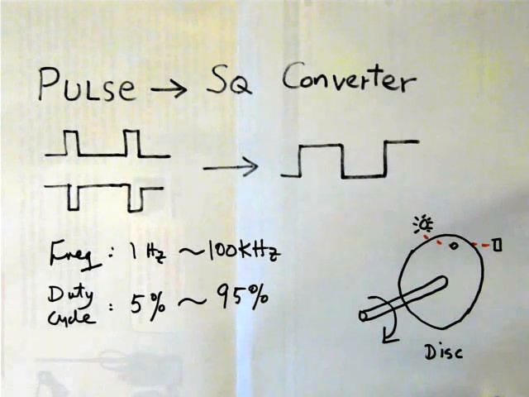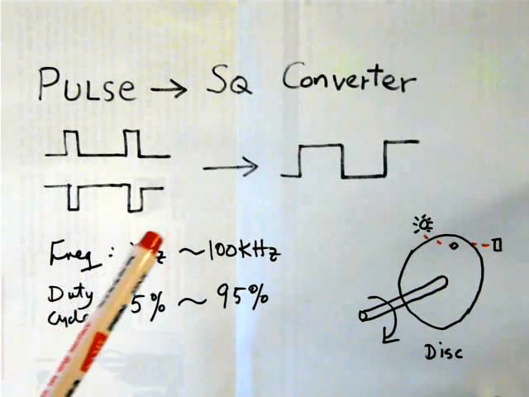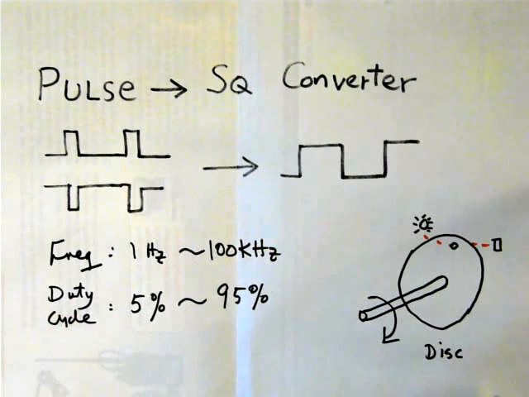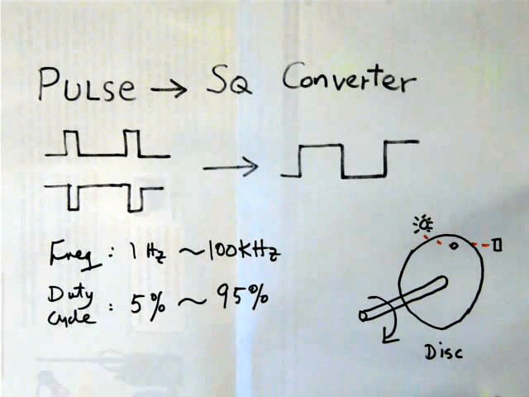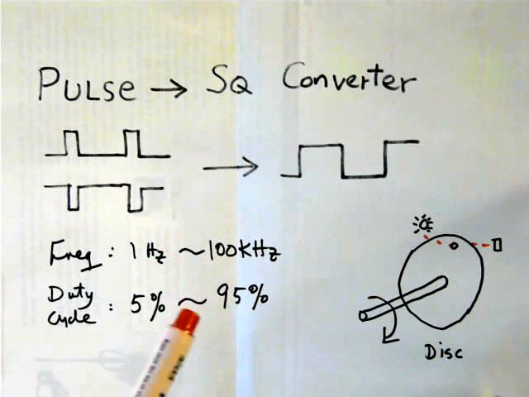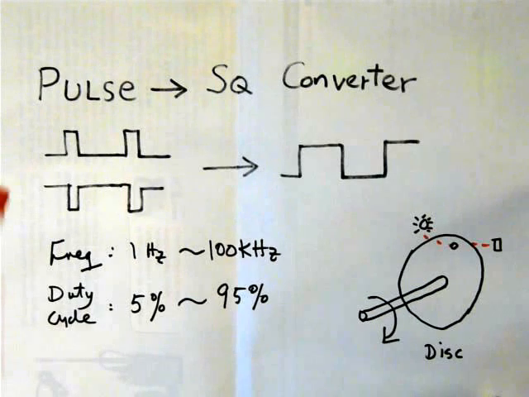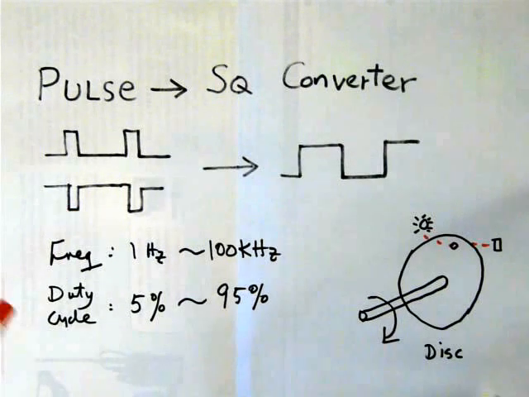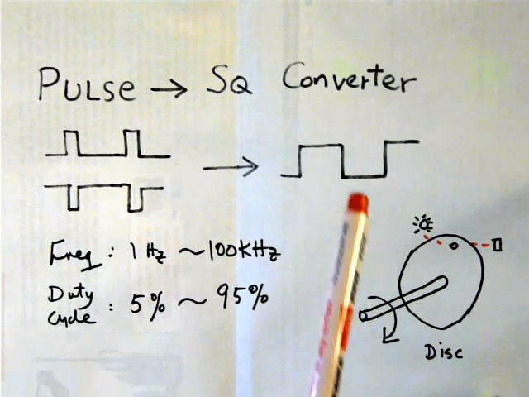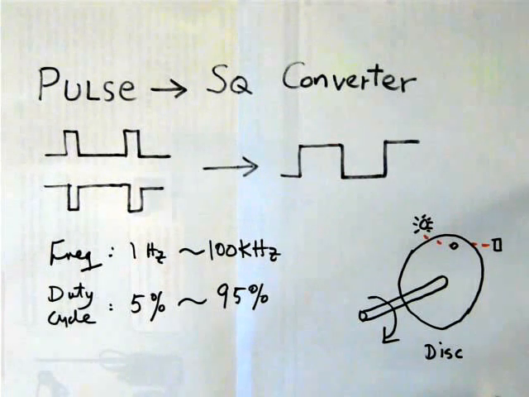Now, the design of the circuit caters for a frequency of 1 Hz to 100 kHz, and for a duty cycle of 5% to 95%. So whenever there is a pulse within these two ranges, the purpose of the circuit is to get a square wave output with the same frequency and 50% duty cycle.